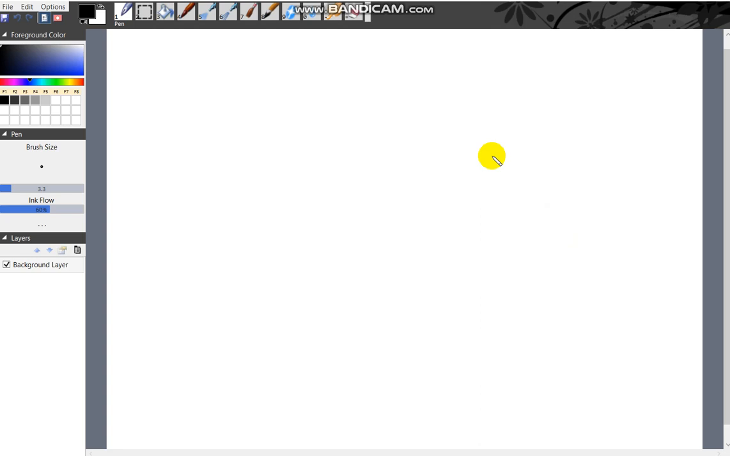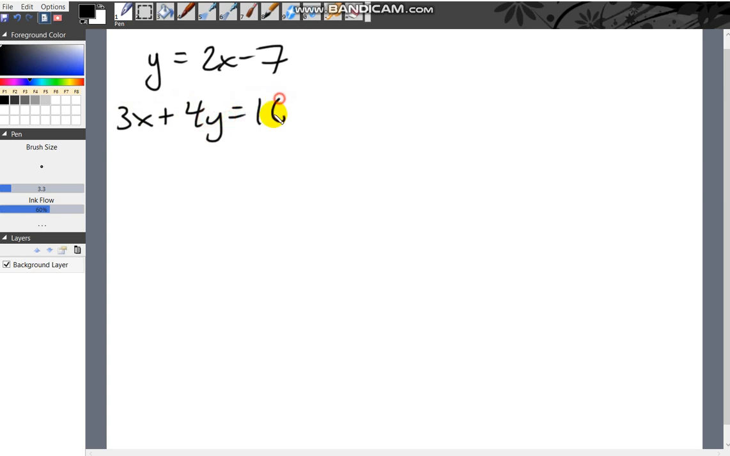Okay, so let's say I gave you something like y equals 2x minus 7, and the other one is 3x plus 4y equals 16. So just as a reminder, what we did in the previous class, we're solving this system of linear equations by substitution. So what we can do is we can take this 2x minus 7, plug it into here.